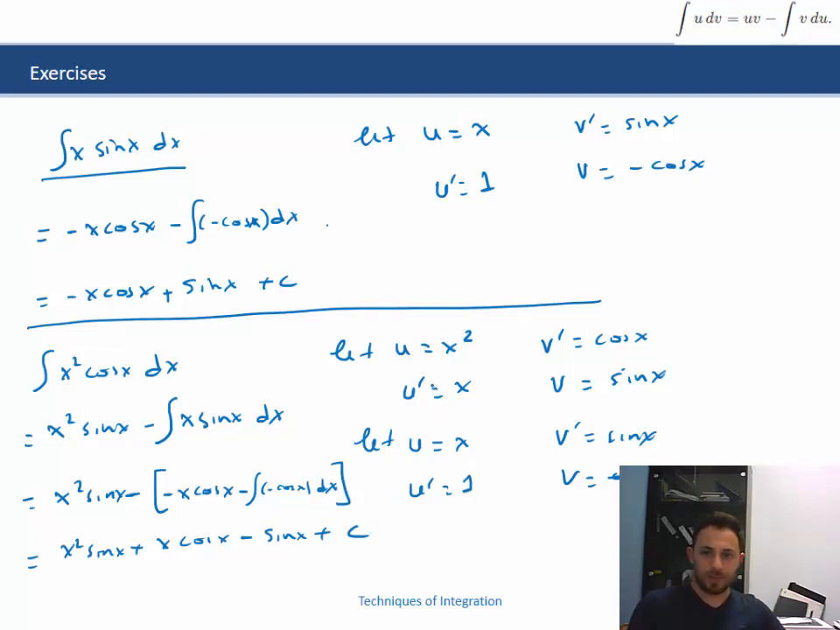Okay, there is a small mistake here. The derivative of x squared is 2x. This is 2x. So we have uv, minus 2.